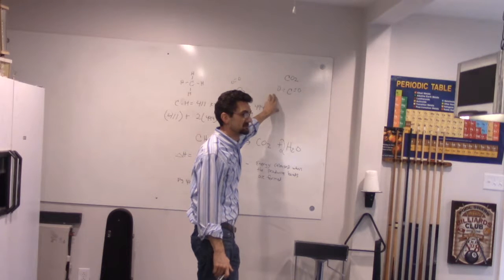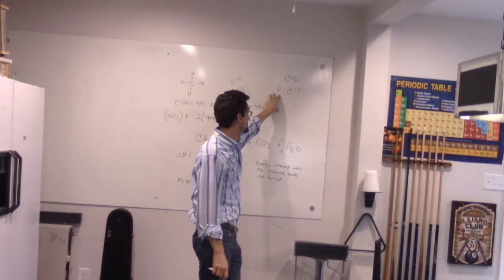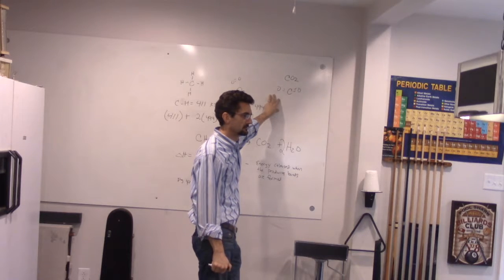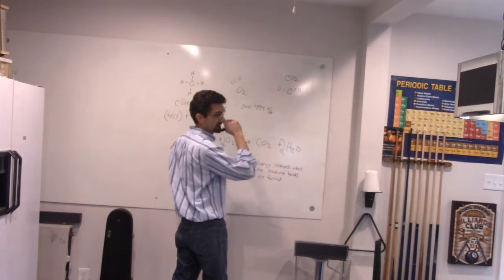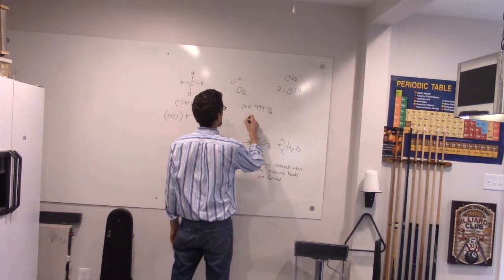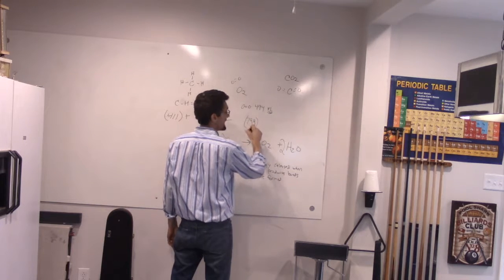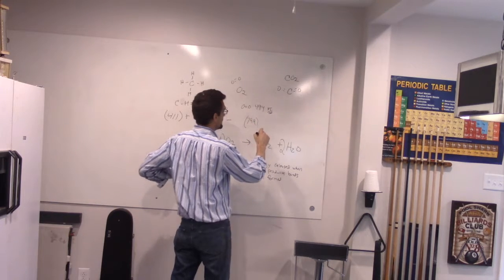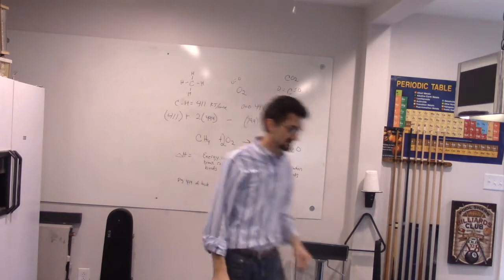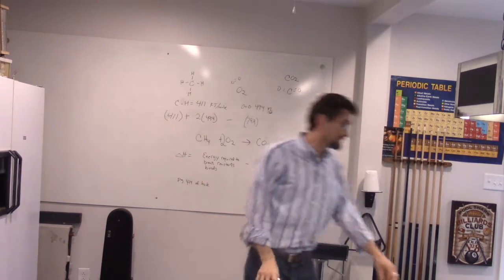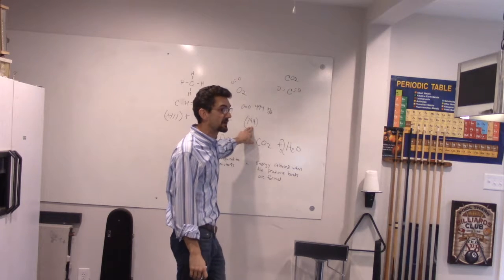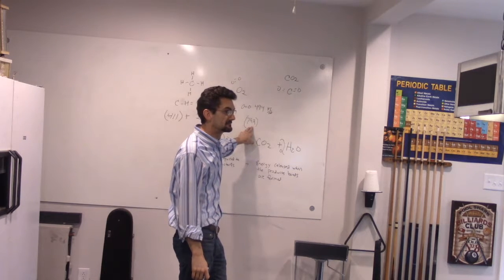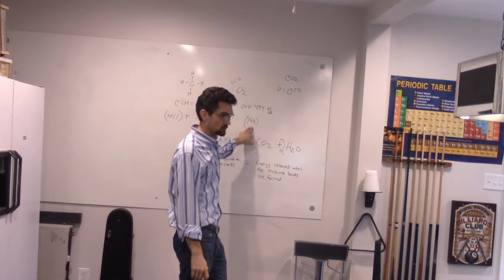So what's the bond energy of this? What are we going to use? 799. Is it 799? But we have how many of them? How many of them do we have? It's 799, but how many oxygens bonded to carbon do we have? 2. Right? Yeah, 2.